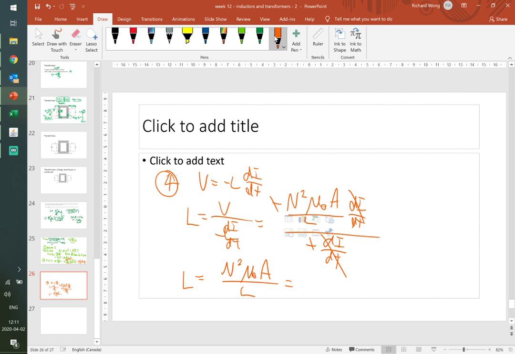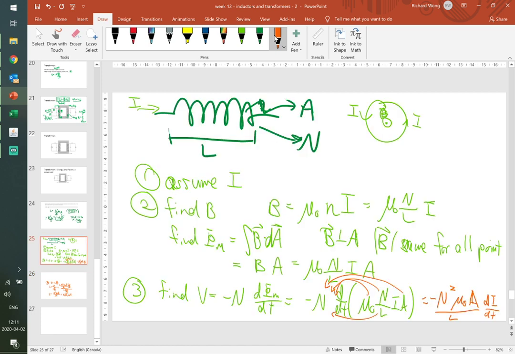Or you can say little n. Oh geez, I keep using big L. My bad. Let's use little l. Little n squared, little l, mu naught times A. Let's change that from before: little l, little l, little l, so you don't get confused.